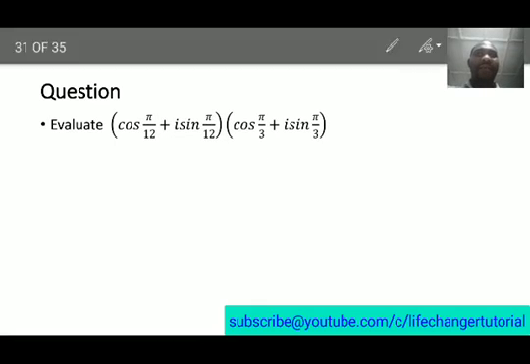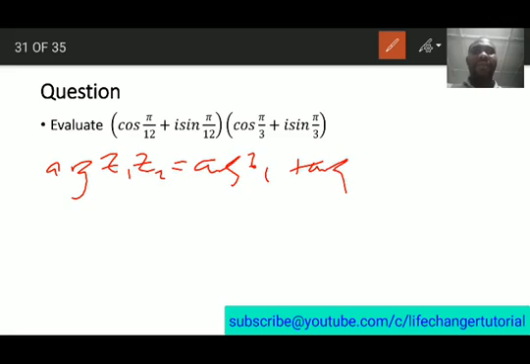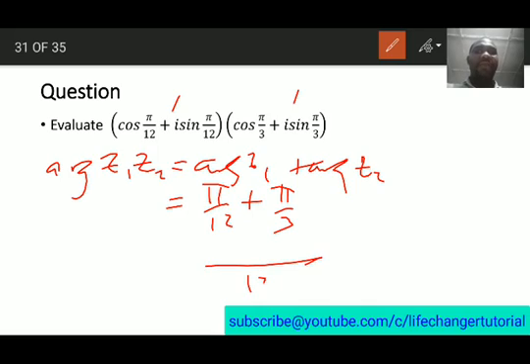Okay, now we see another question here. The same thing. What are they doing to each other? They are multiplying each other. So that means I will get the argument of z1 z2. We say argument of z1 z2 is equal to argument of z1 plus argument of z2. Argument of z1 is pi over 12. Argument of z2 is pi over 3. If we find the LCM, which is 12, we'll get pi plus 4 pi. So altogether will give us 5 pi over 12.